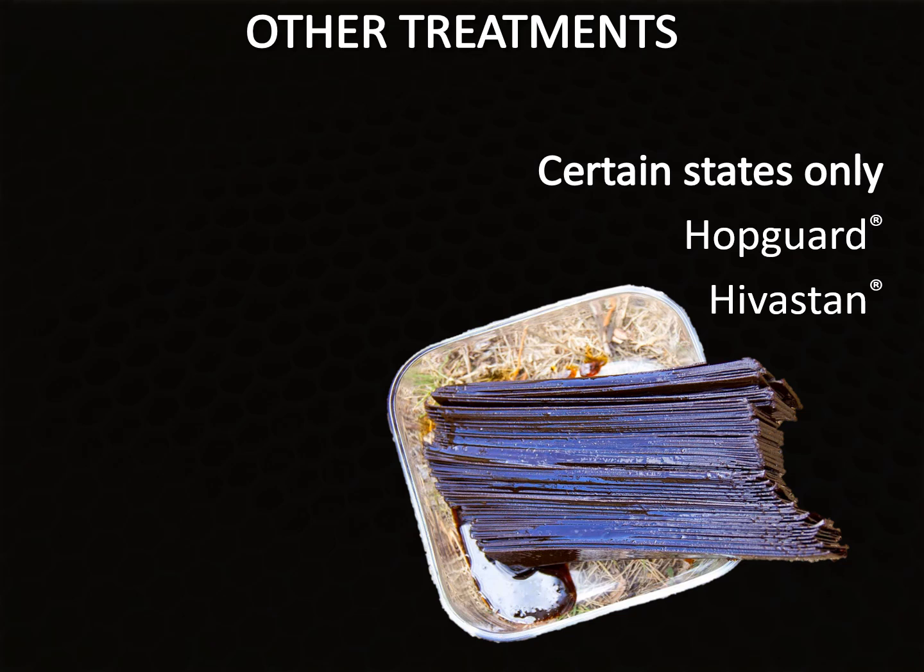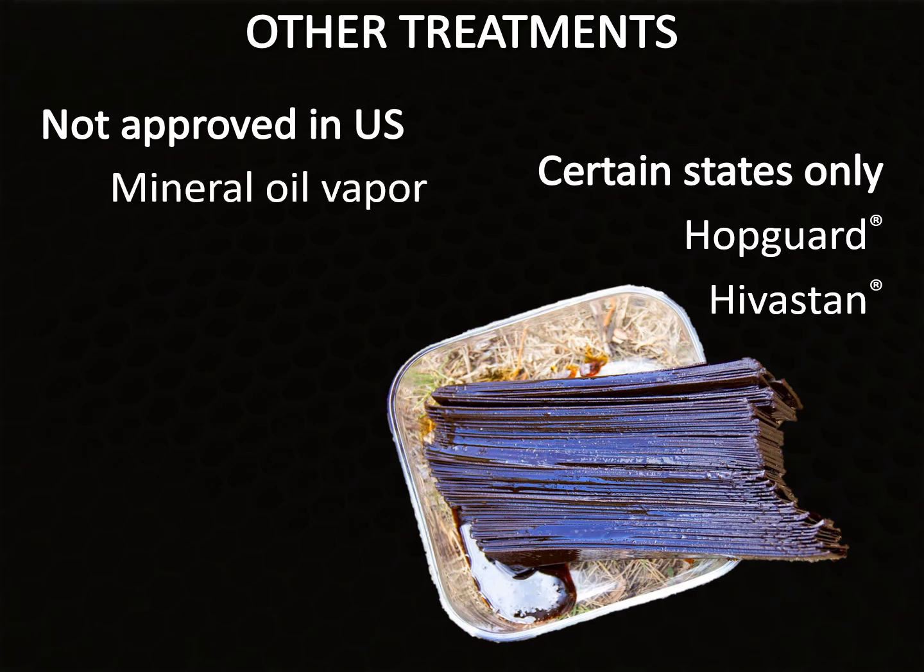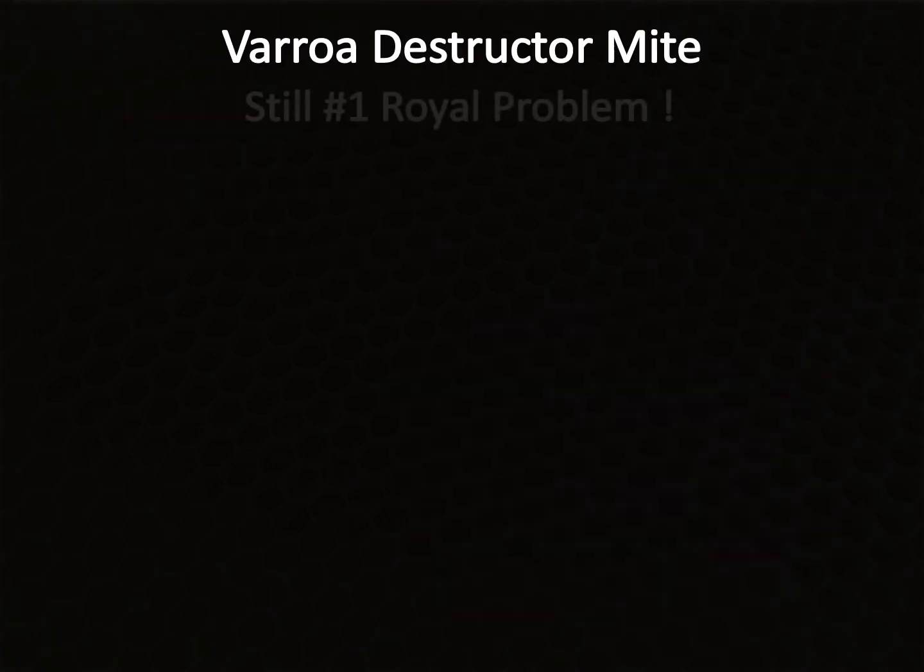So more and more states have given the go-ahead to HopGuard, a Hivestan. HopGuard is like thyme oil, which is thyme-based. HopGuard is from the oils of the hop plant, just super concentrated. Mineral oil vapor is not approved in the U.S. as a treatment, but it is a treatment that is used in other places, along with acetic acid vapor.